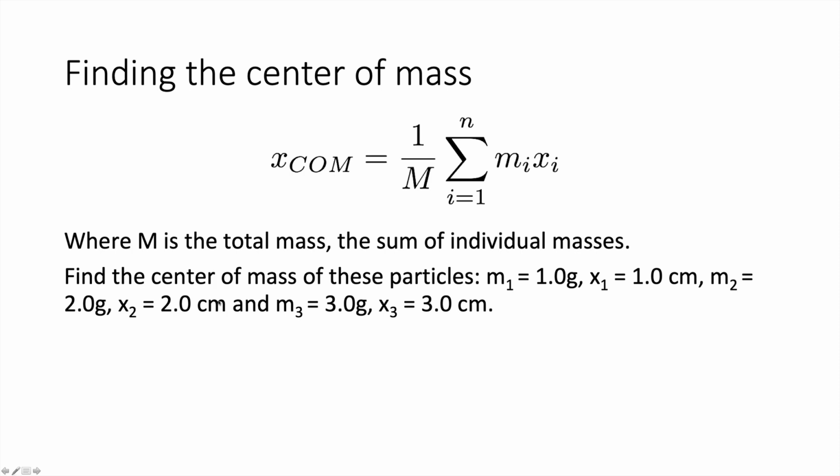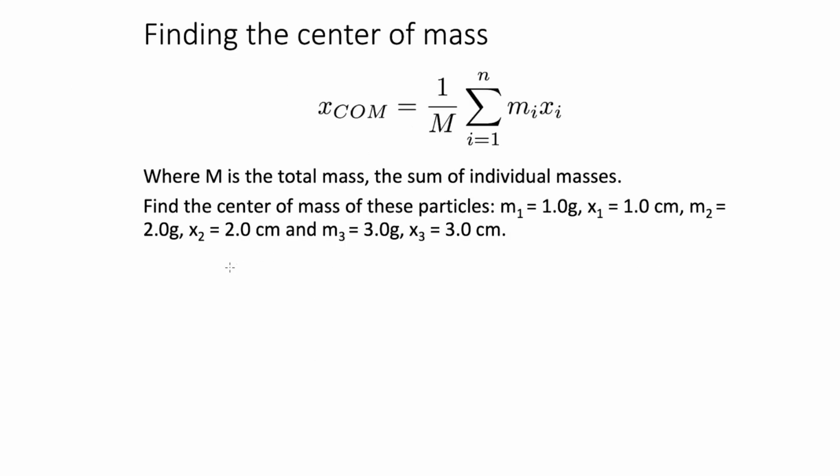So let's have a go at this sample problem. Okay, so in this problem we've got 3 particles. We've got distance x1, and it's got mass m1, which is equal to 1 gram, and this is 1 centimeter. Now we've got m2 at x2, which is 2 grams at 2 centimeters, and then we've got 3 grams at 3 centimeters.